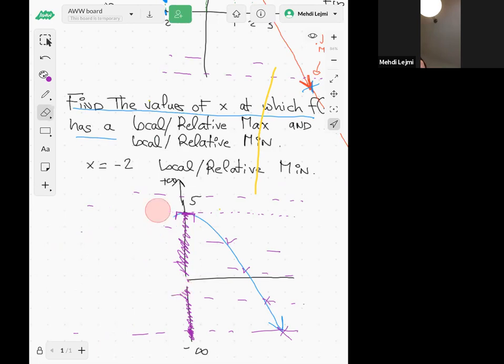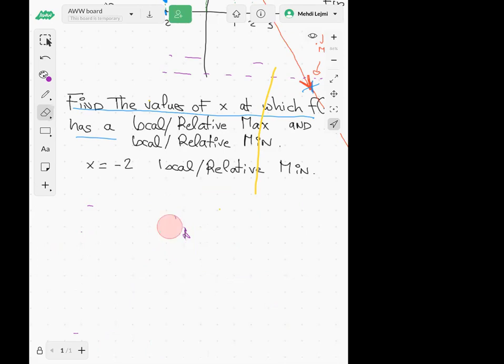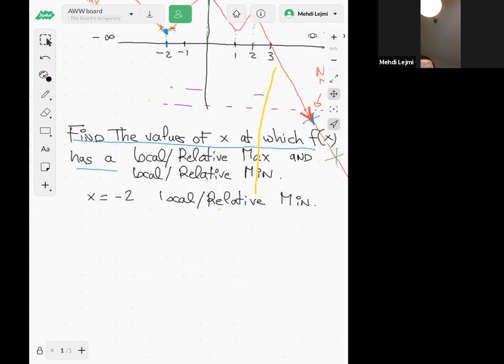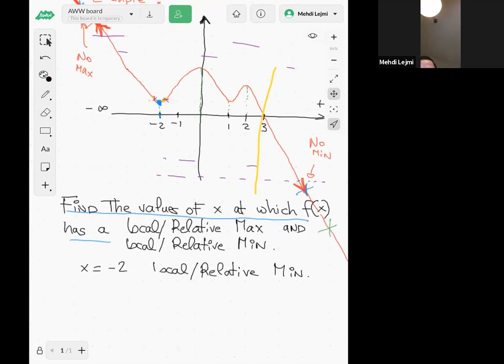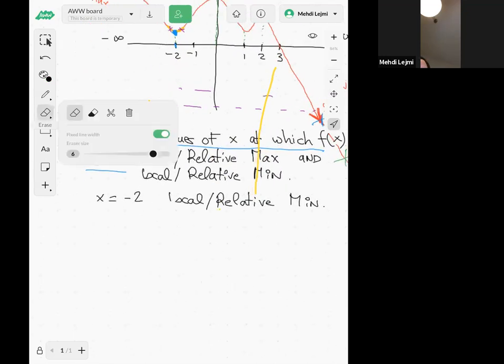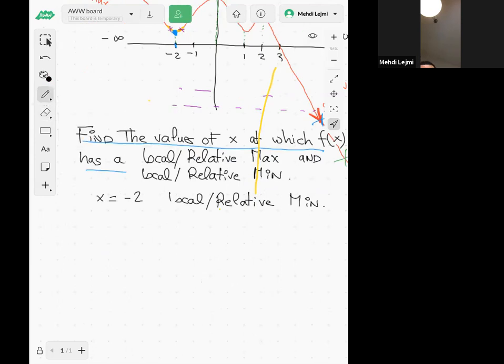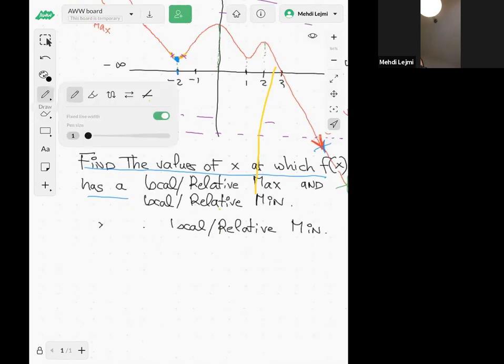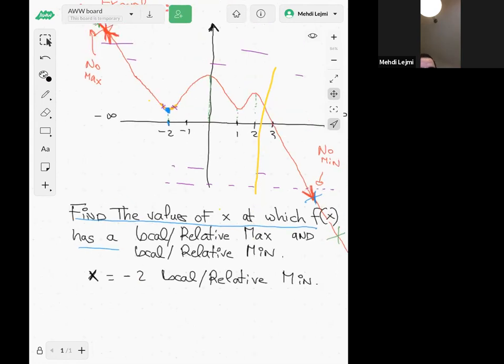Now let me come back to the local maximum and local minimum. Here we have a yellow line, and I cannot erase it for some reason. Sorry about this, guys. Okay, so here it's x. We said x equal to -2. That's a local minimum.